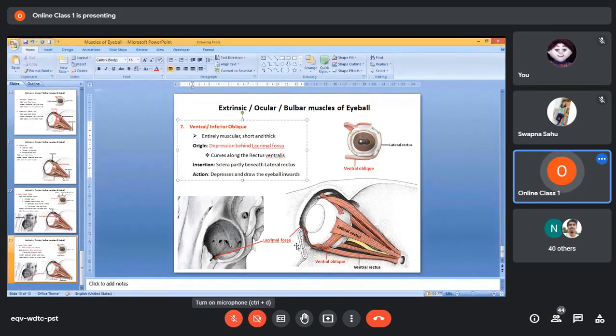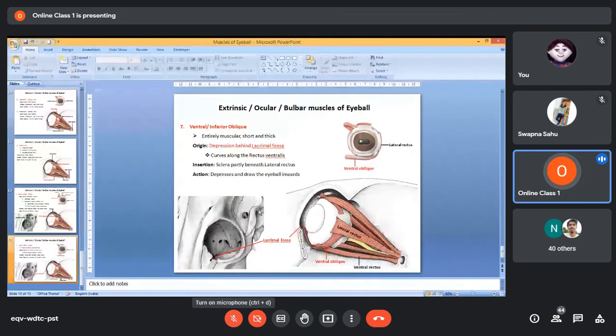Its action is what? If this muscle contracts, the eye to some extent will get depressed. That means it will get turned downward, and it will also rotate. It will draw the eyeball inward, or you can say it will rotate and also depress the eyeball. So that is about the ocular muscles. This chapter is very, very important from the examination point of view. Please remember the name of all the ocular muscles, their origin, insertion, and action.